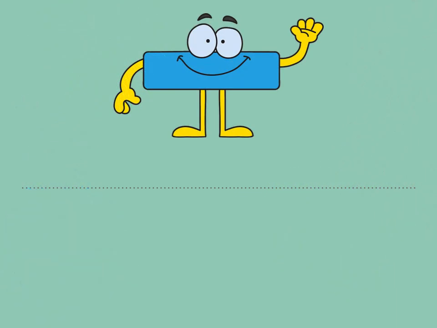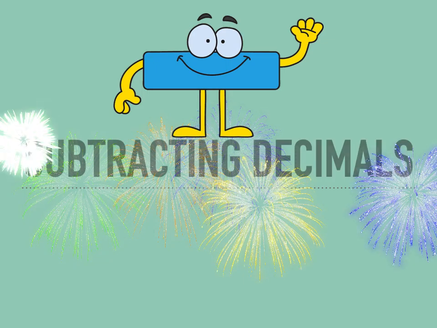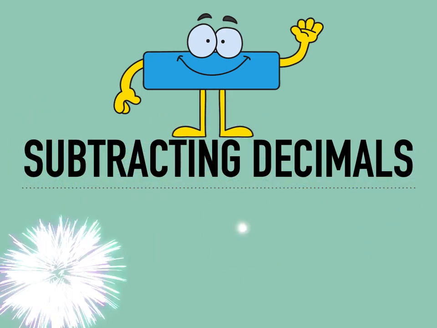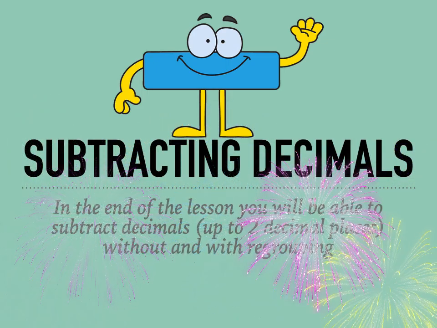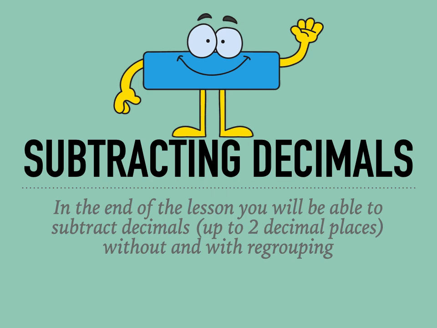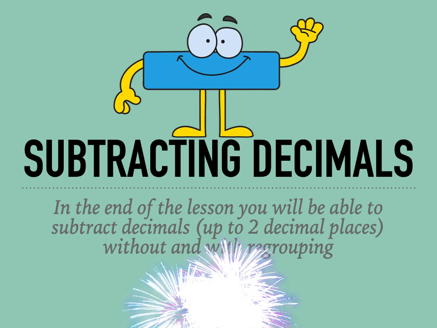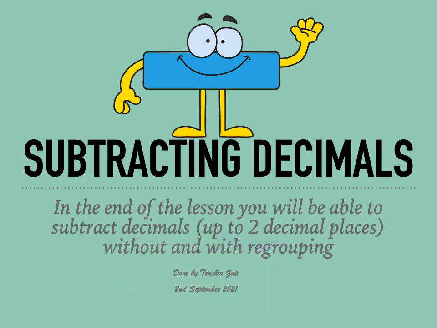So, what are we going to do today? You can see the picture. What do you think it is? Yes, it's something about subtraction. We are going to do subtracting decimals. By the end of this lesson, you will be able to subtract decimals up to 2 decimal places without and with regrouping. Now, if you can remember, 2 decimal places means the digits go up to the hundredths, okay?